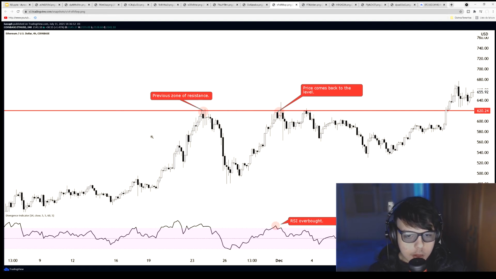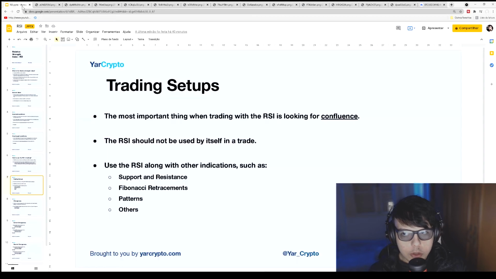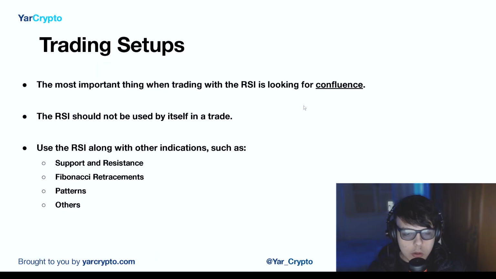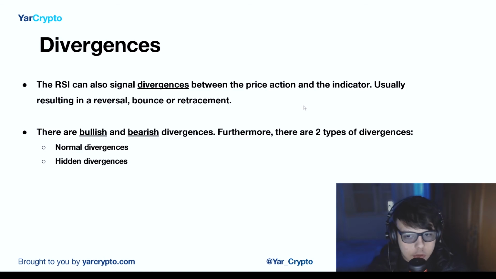Okay, so always look for confluence when you are trading with the RSI, for you to have the safest and most probable trade that you can make. Another thing that is very important with the RSI is the divergences. Okay, and this is one of my favorite things about the RSI, and I always use these kinds of setups for my trading strategies, which is divergences.